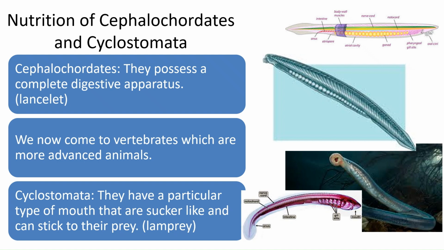Nutrition of cephalochordates and cyclostomata. Cephalochordates possess a complete digestive apparatus. An example is a lancelet. So now we come to vertebrates which are more advanced animals. The first one is the cyclostomata. They have a particular type of mouth that is sucker-like and can stick to their prey. An example is the lamprey.